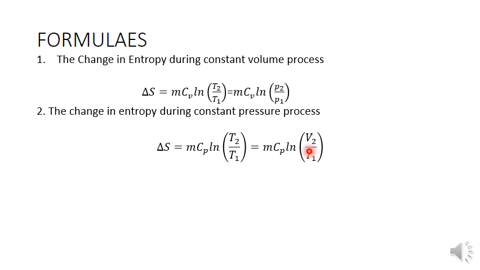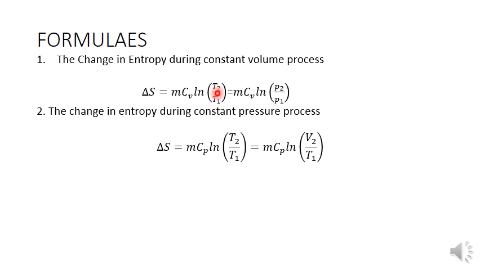They will ask in which case the entropy is more, at constant volume or constant pressure. Since the Cp value is greater than the Cv value, the entropy change at constant pressure is greater. If you take the same values of T2, T1 and m, only Cv and Cp are different in the first two formulas. So Cp is greater than Cv. That's why we can tell that the change in entropy at constant pressure will be larger than the change in entropy at constant volume, maintaining the same given temperatures.